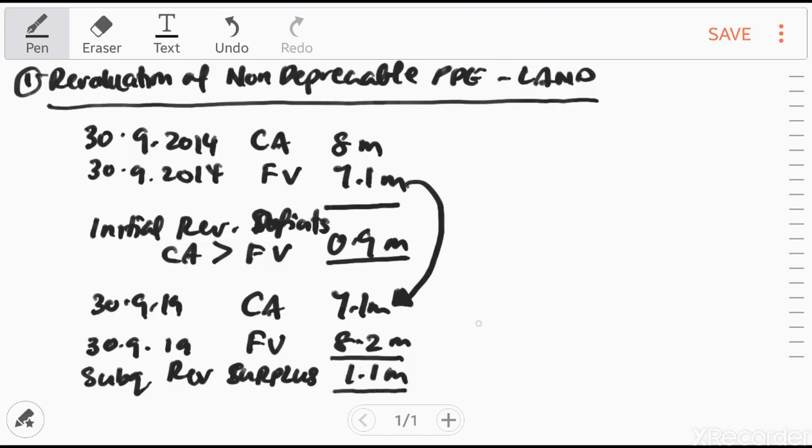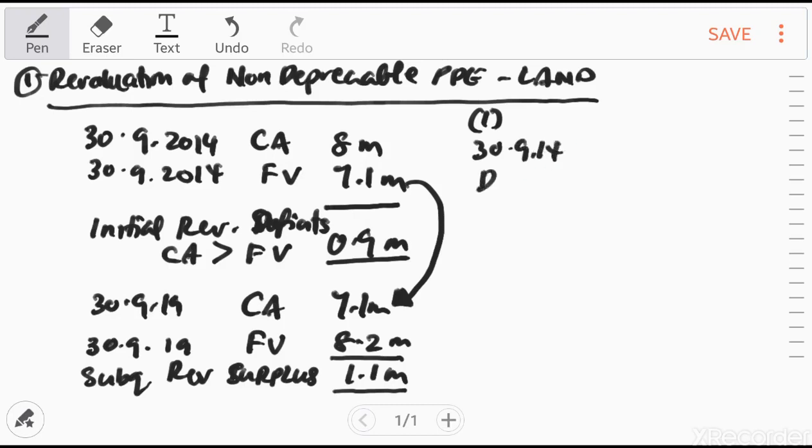Okay, since we have done the working, why not we look at requirement 1. For requirement 1, it asks you to prepare the journal entry for the revaluation of land on 30th of September. But I'll give you some bonus answer here. I will also prepare the journal entry for the one at 30th of September 2014, just to show you why, so that you can understand better.